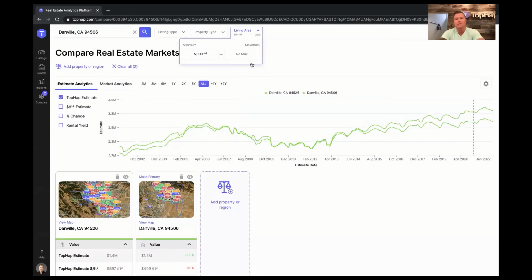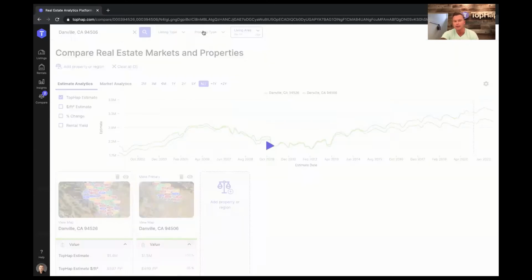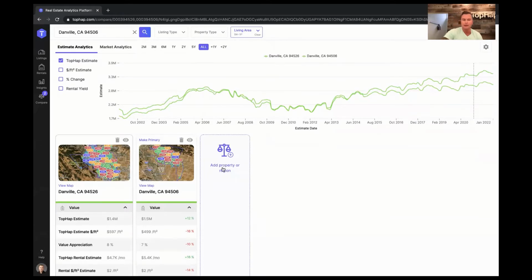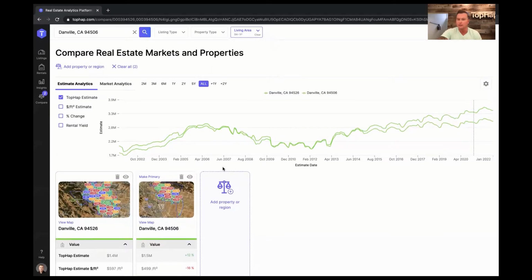You can really customize and tailor this analysis to your specific wants and needs, and even property types. If you want to do houses, condos, multifamily, townhomes, and whatnot. So I urge you guys to spend a lot of time in this compare mode. There's a lot of value to be had here, a lot of things to learn.